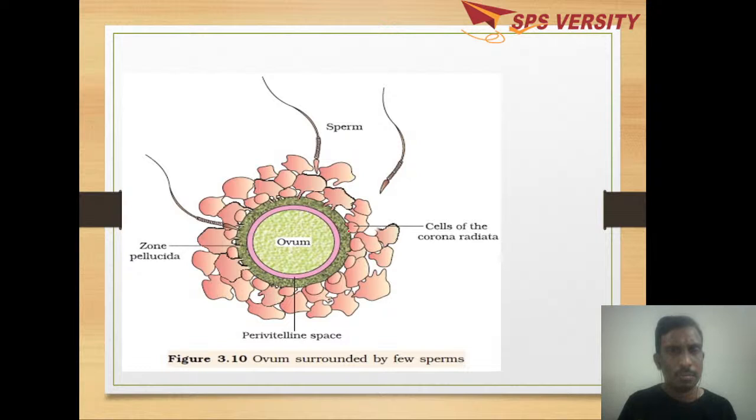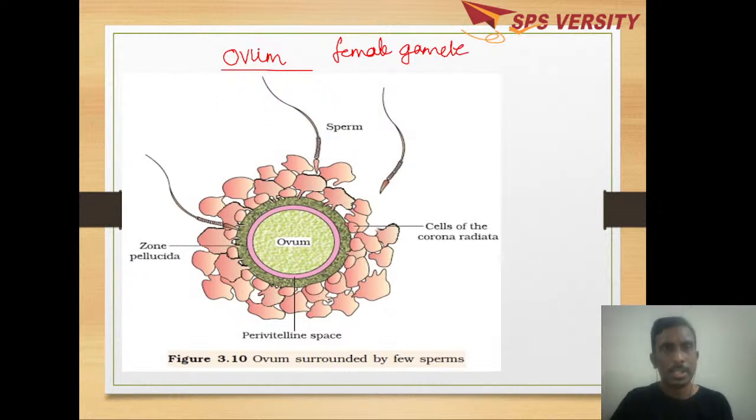So now, in a menstrual cycle, an ovum is released, which is nothing but the female gamete. So this ovum, which is released from the Graafian follicle, in the entire menstrual cycle of 28 or 29 days, only one ovum is released in the entire female reproductive system.